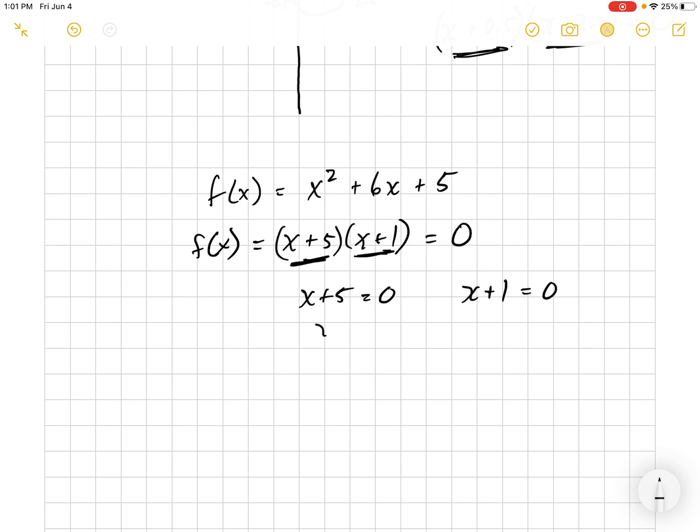So if x plus 5 equals 0, x equals negative 5. If x plus 1 equals 0, x equals negative 1. These are our roots. But x plus 5 and x plus 1 are our factors.